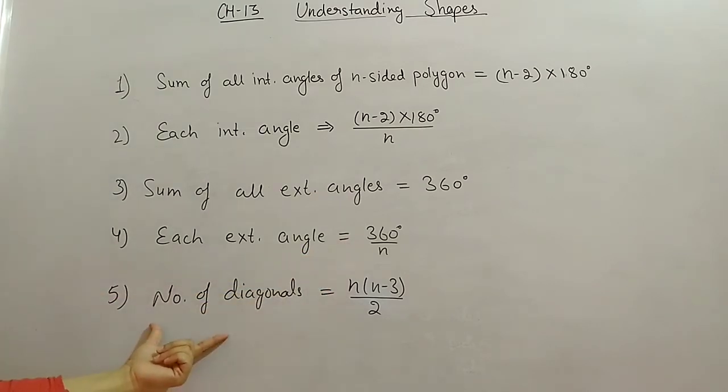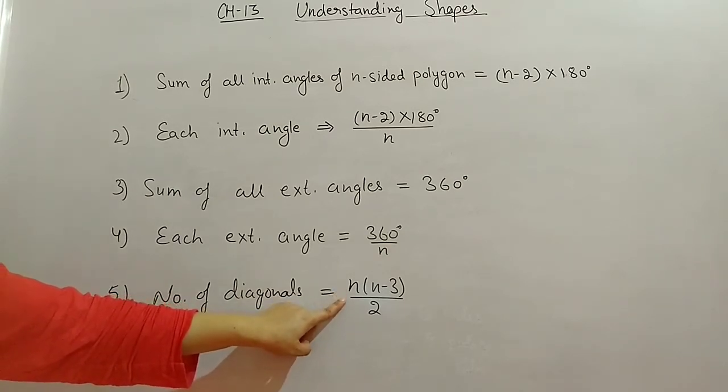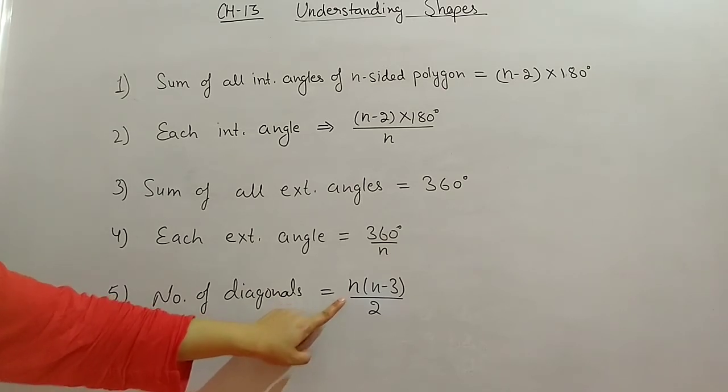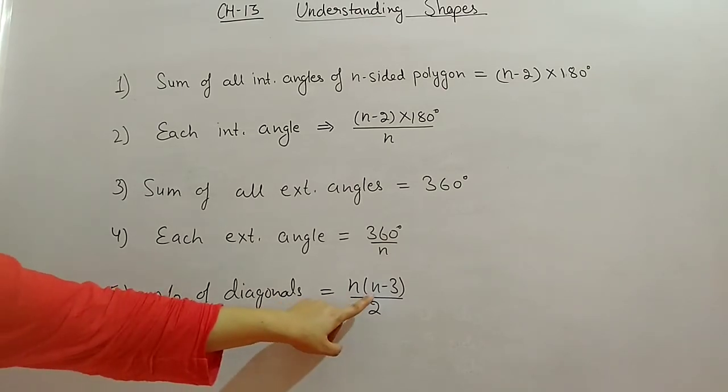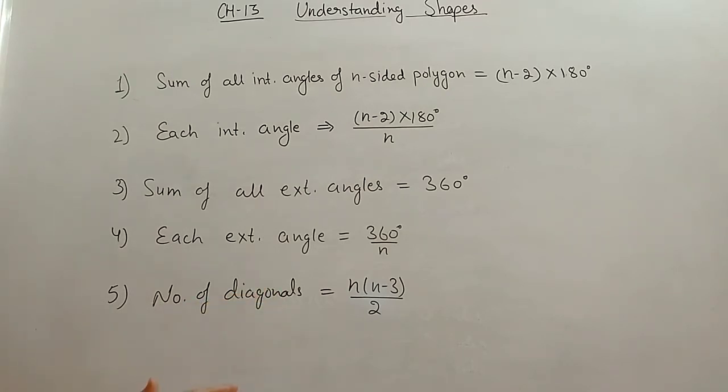And this formula is to find out the number of diagonals in an n-sided polygon. Here you can substitute the value of n and you will get the number of diagonals. This formula is for quadrilaterals onward, not for a triangle. For a triangle, if you substitute, then 3 minus 3 will become 0. For a triangle we don't have any diagonal. Diagonals will start from the quadrilateral.